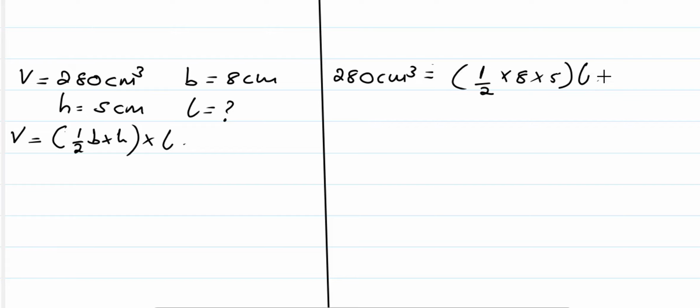then multiplied by the length of the prism, L. So from there, I can divide the 8 by 2 and get 4. So now it becomes 4 multiplied by 5, which is 20. 20 multiplied by L will be 20L. So it will be 208 centimeters cubed is equal to 20L. To get the length, we need to divide both sides by 20, like this.